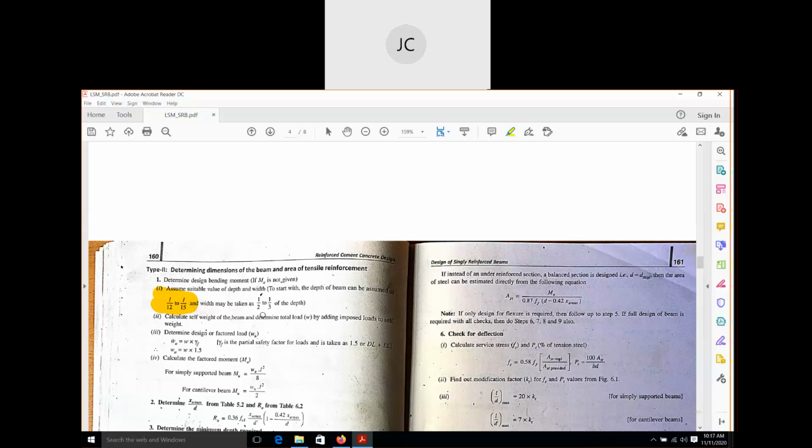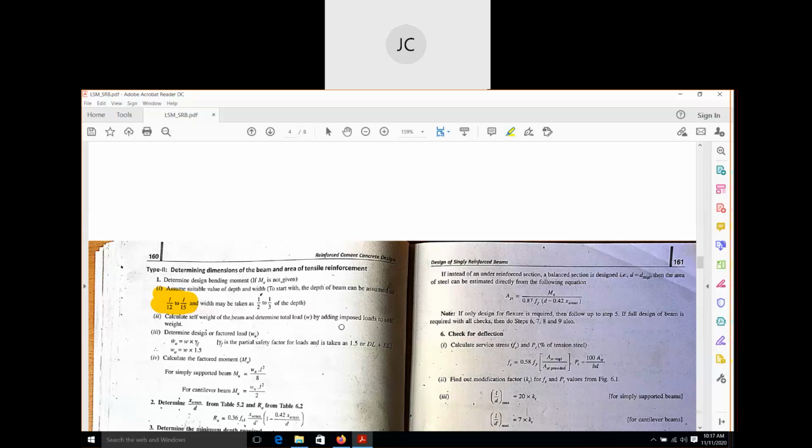Okay, so if you assume half, then it will be 250, and if you assume it as one third of the depth, then it will be one third into whatever depth you get. So in that problem I think they have assumed half. Okay, so this is the procedure.